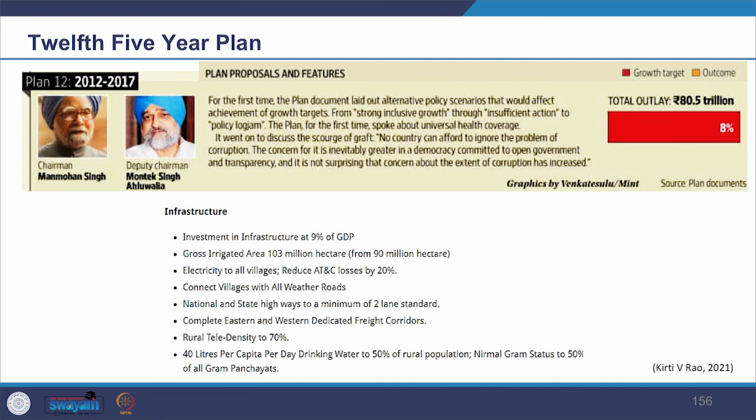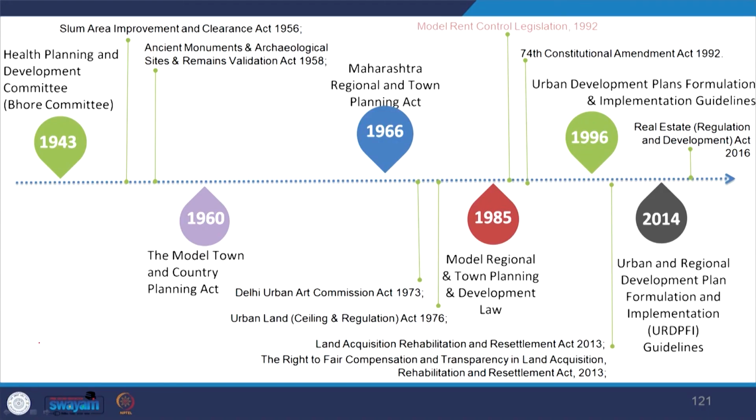In this period, we also see formulation of the Land Acquisition, Rehabilitation and Resettlement Act of 2013, the Right to Fair Compensation and Transparency in Land Acquisition, Rehabilitation and Resettlement Act of 2013. We also see the Smart City Mission starting from 2015 in the same timeline. We also see revised URDPFI guidelines, and then we also see the Real Estate Regulation and Development Act of 2016.